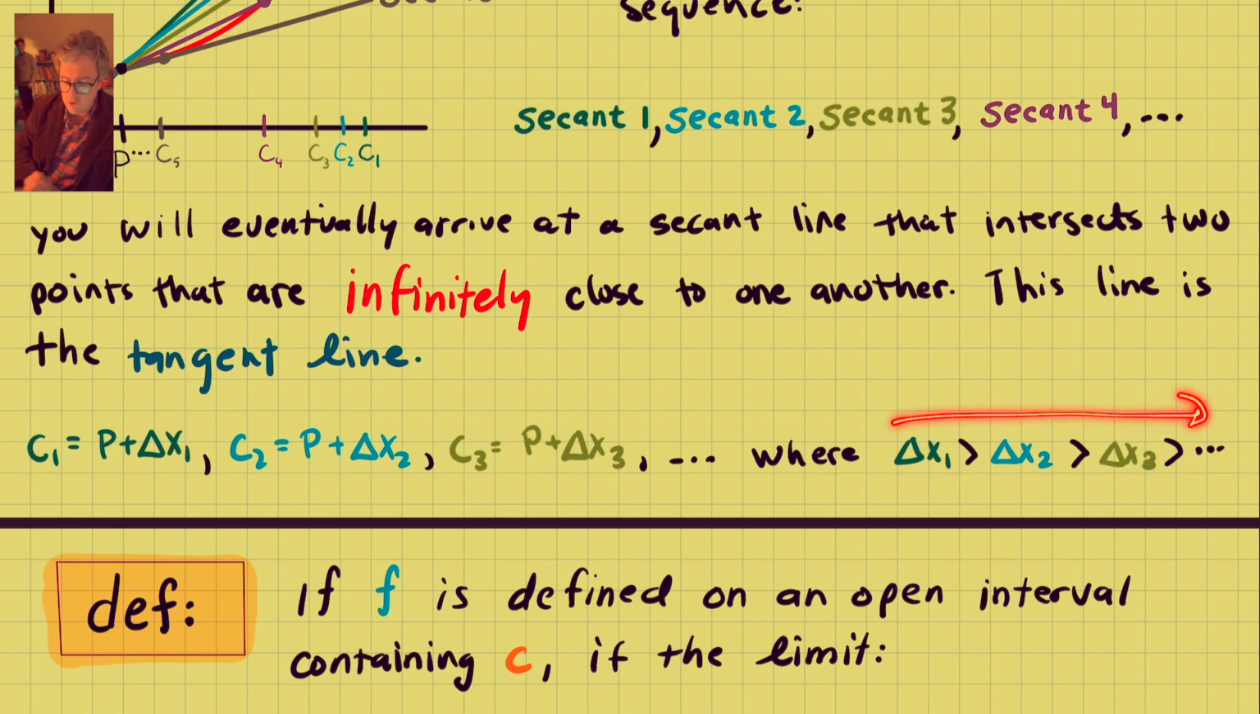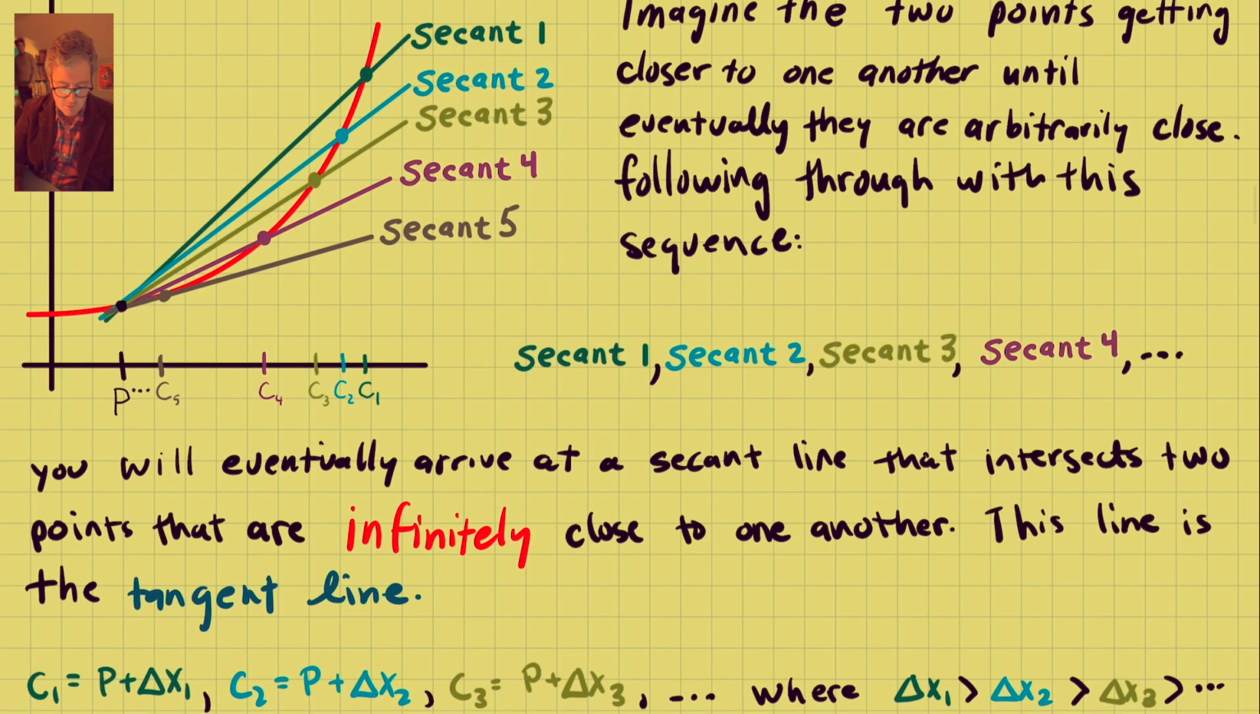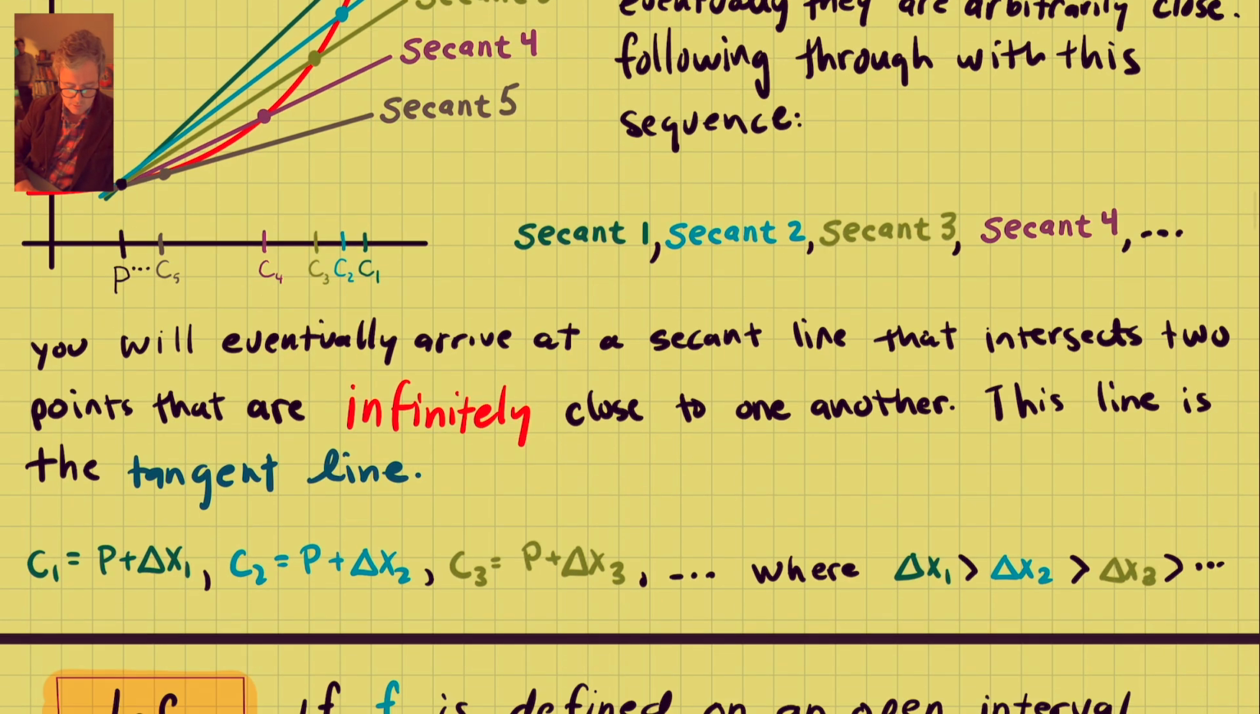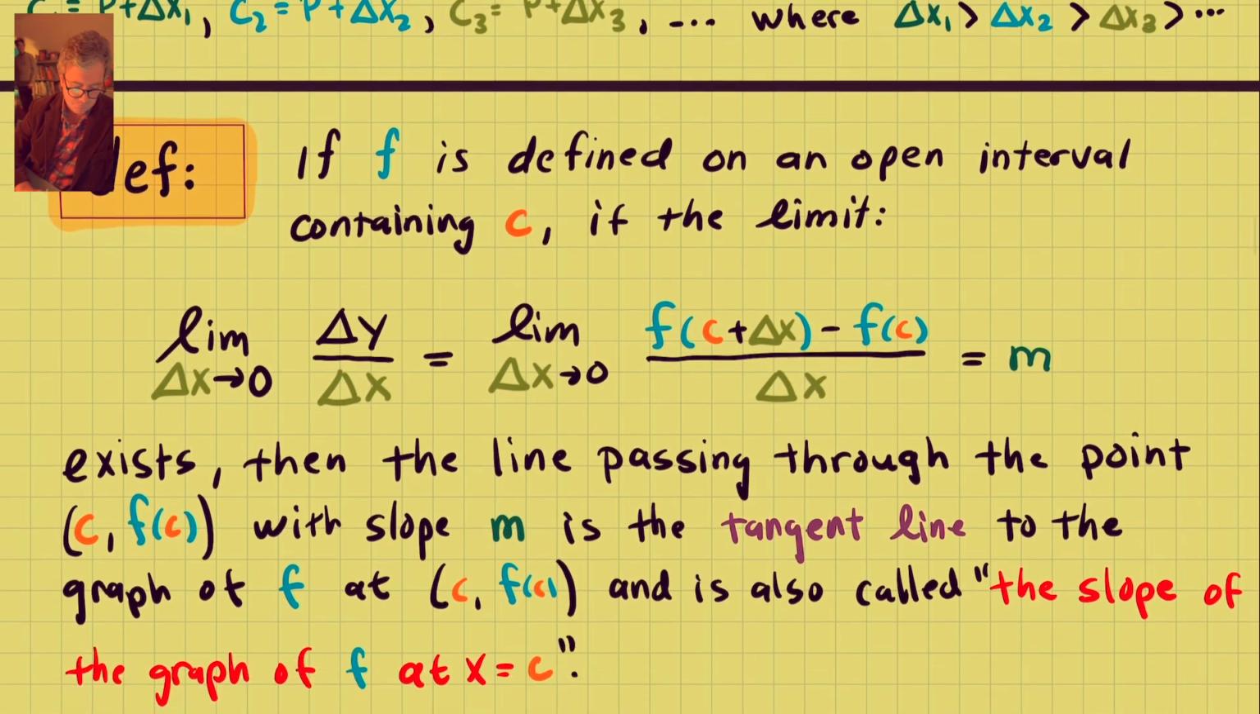And this just goes on and on until delta X is so tiny that it looks like C and P plus delta X are the same thing. Okay, so that's the intuition behind the derivative: the idea of taking a series of secant lines and getting that series of secant lines by shrinking the delta X between P and these different points on the x-axis. Okay, so that's the intuition. Let's look at the definition of the derivative now.